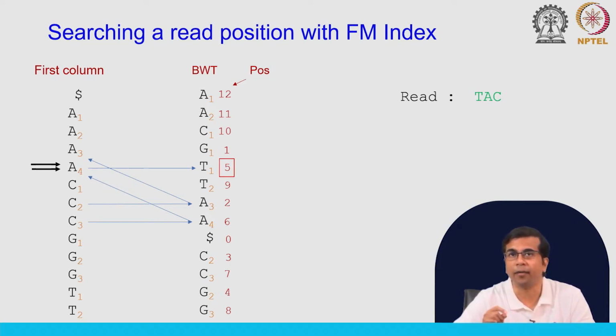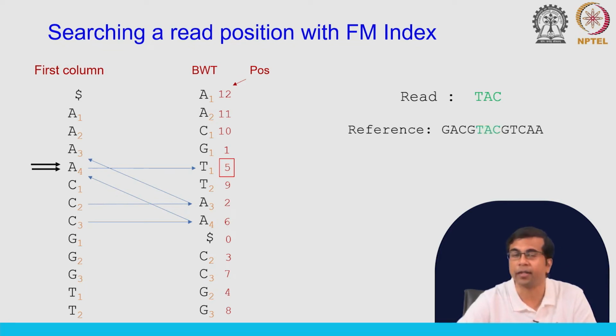So, what you have seen now is that we go through this last-first mapping, and also remember the string rotation in our mind. Once we combine those two ideas, we can map these reads very easily. And of course, since we have the positions along with this BWT, we know the location of this read in the reference sequence. Here is the reference sequence for your information. As you can see, it occurs in the 5th position. If you start counting from 1, where G is 1, then this read occurs in the 5th position of this reference sequence.